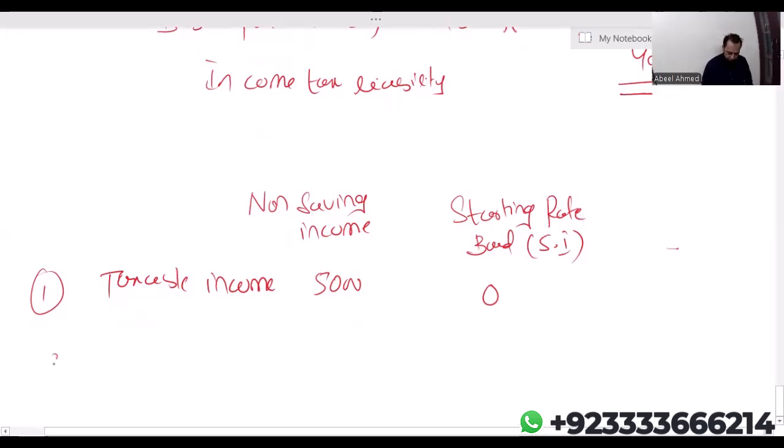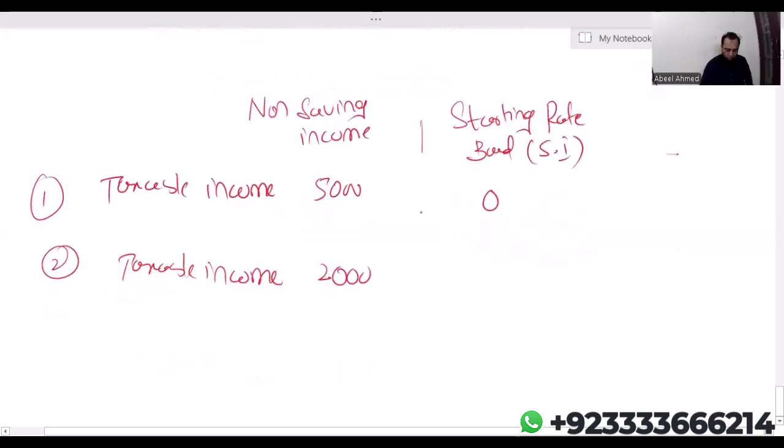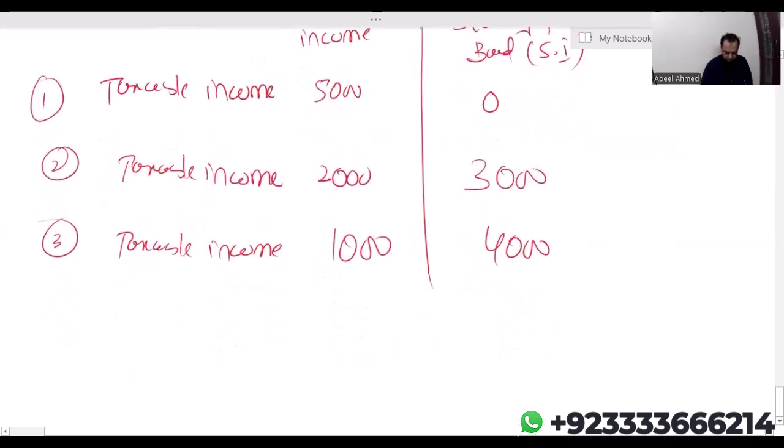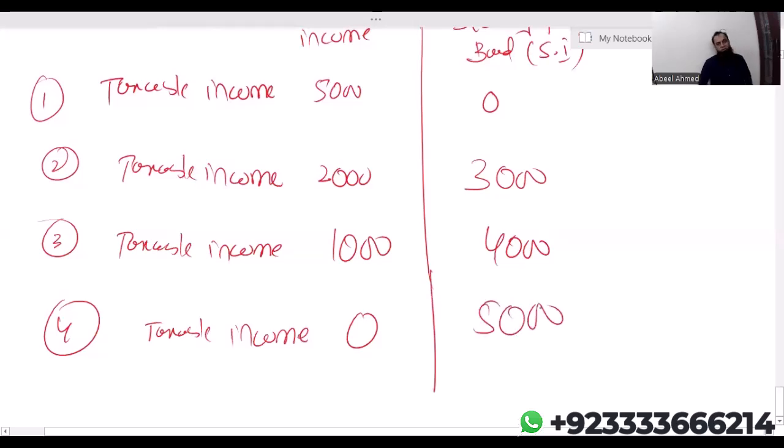Second, if taxable income in the column of non-saving after deducting the personal allowance is 2,000, while solving the question, you will get a starting rate band for the saving income of 3,000. If the taxable income in the column of non-saving after deducting the personal allowance is 1,000, you will get starting rate band 4,000. If taxable income in the column of non-saving after deducting the personal allowance is 0, you will get a starting rate band 5,000.